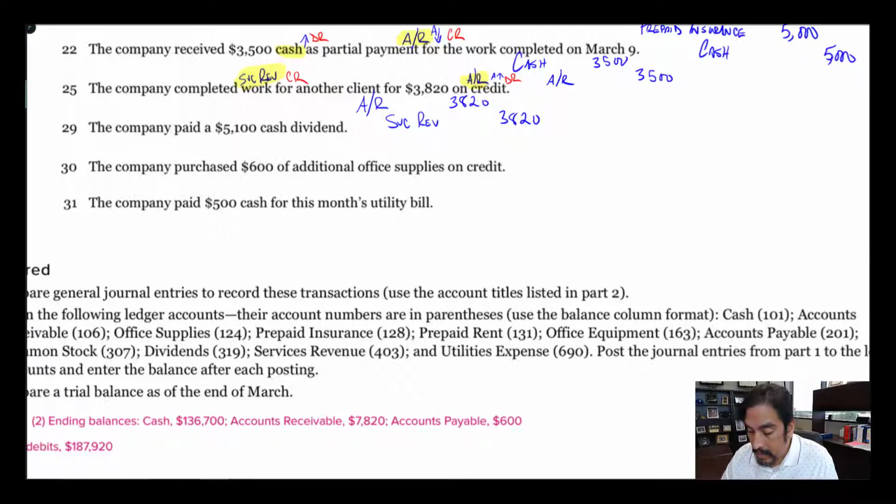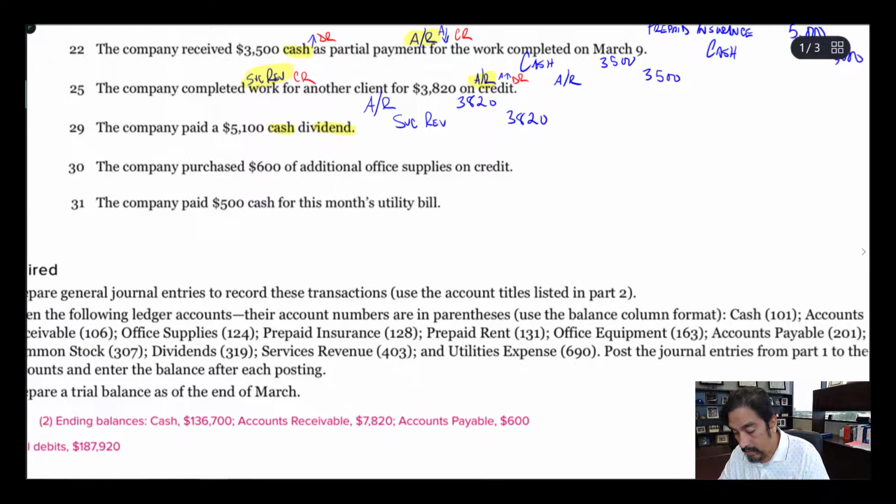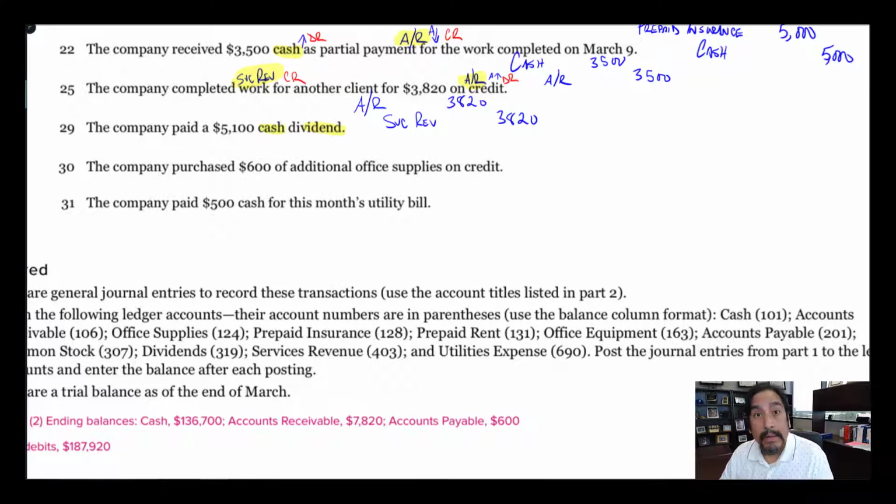29, the company paid a $5,100 cash dividend. So our accounts are cash and dividend. We paid $5,100, so cash has gone down. And we paid a dividend, so dividend goes up.